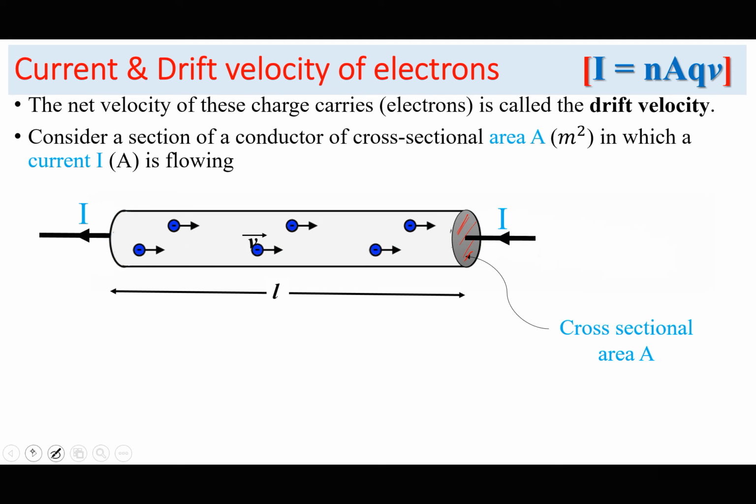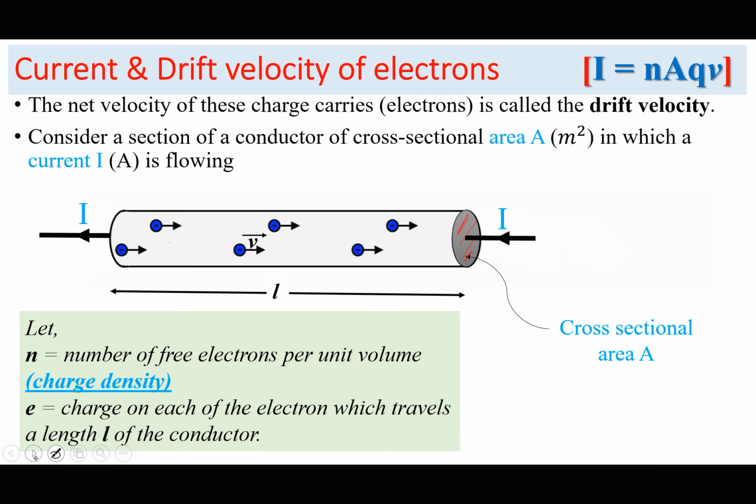So let us assume that the number of free electrons per unit volume is n. That means in a given volume, in 1 meter cubed of the conductor, and remember, the conductor is cylindrical, let us assume that the number of free electrons present is n. And we are going to assume that the charge on each electron, or each charge carrier, which travels a length L, represented by this animation and diagram, is e.